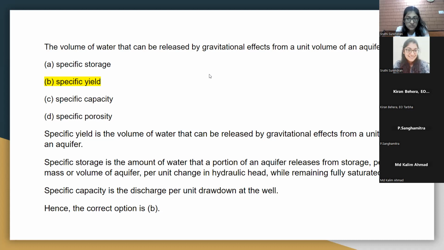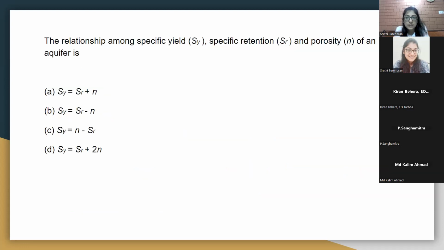This is the definition for the remaining three options. I think specific porosity is not there, but only the porosity term is there. Yes, porosity is the volume of voids by total volume, right. I don't know if specific porosity is a term. Anyways, I'll look into it. If there's a term like that, then maybe we should discuss it. Anyway, thank you, Sangamitra.